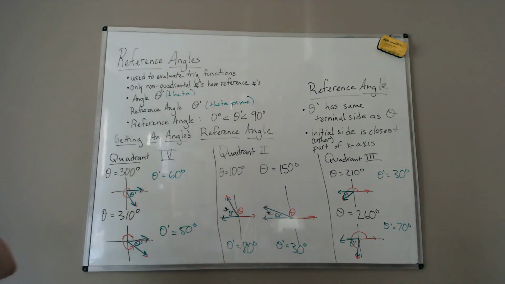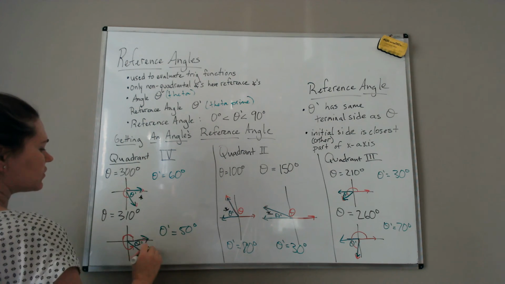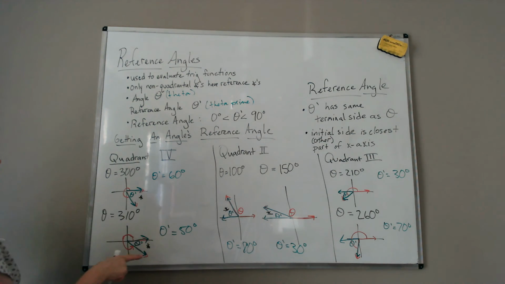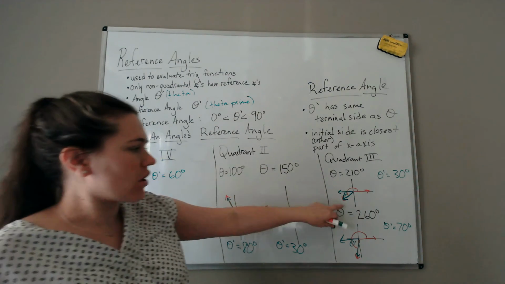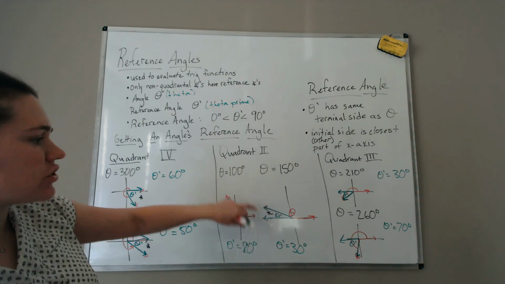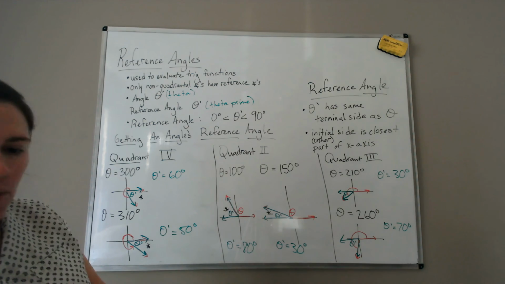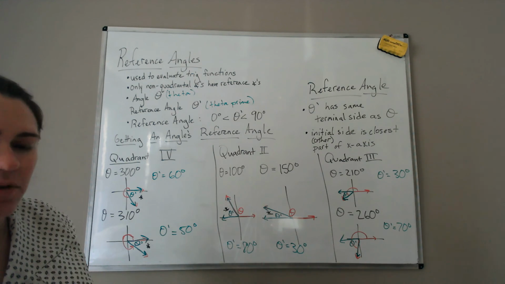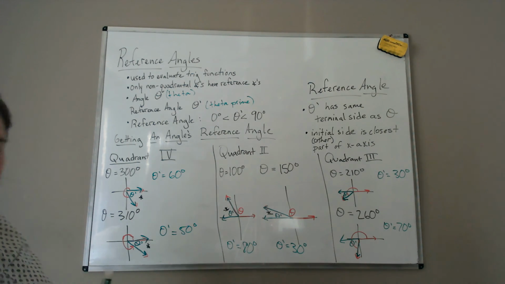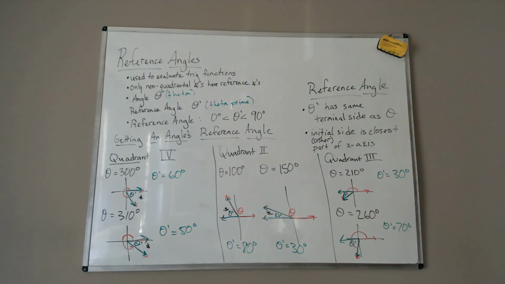Okay, so be mindful of what quadrant you're in. Notice in this quadrant, your reference angle always falls between the positive x-axis and the terminal side. In quadrant 3, it's always the terminal side with the negative x-axis. Quadrant 2, it's always the terminal side with the negative x-axis. In quadrant 1, terminal side with the positive x-axis. Okay, so let's just do a few more of these examples, and then that's going to be it.